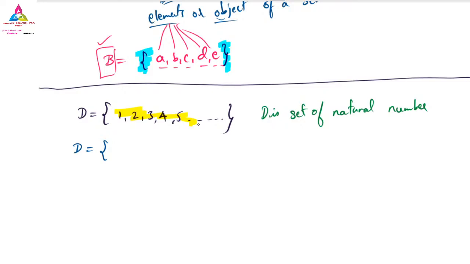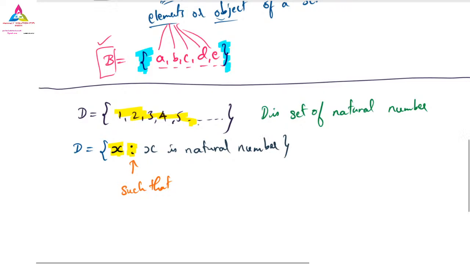But I can write down that D set in this way: D equals x such that, and here, most importantly, I'm writing x. This x is one variable. You can take anything, that is x. And these two dots are called such that. Next we continue: x is a natural number. So this is a representation of the set.